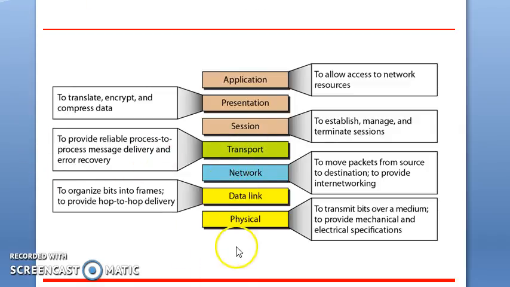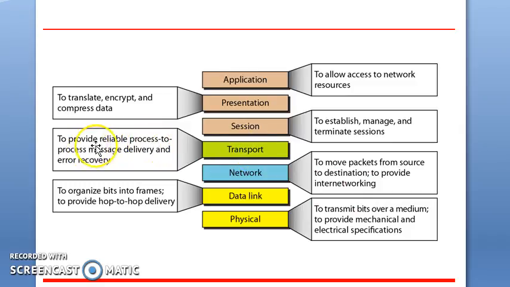Here is a summary: physical layer, data link layer, network, transport, session, presentation, and application layer. Just to quickly revise, the physical layer deals with the bits movement over a medium, and provides mechanical and electrical specifications. Next is the data link layer, which organizes bits into frames and provides node-to-node delivery. The network layer deals with movement of packets from source to destination, and is responsible for internetworking.